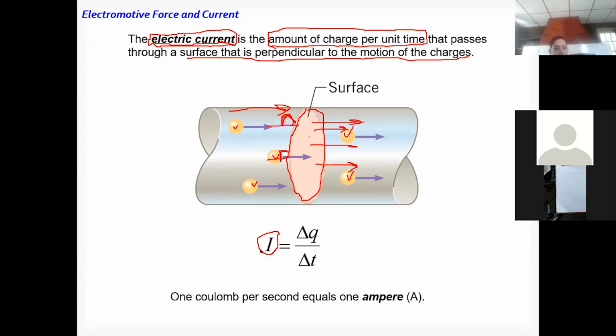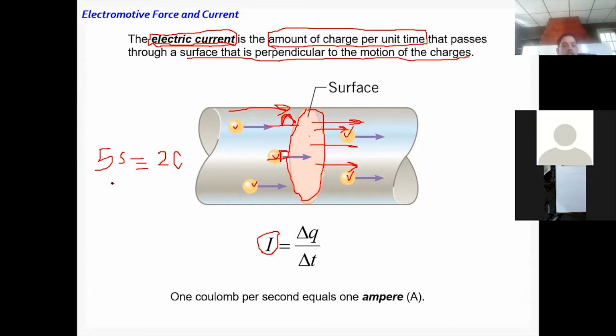Now, instead of just doing it for 1 second, what you do is you count it for, let's say, 5 seconds, because 1 second is very difficult to measure, right? So how much charge passes through that perpendicular surface in 5 seconds? Let's say the amount of charge that passes through that perpendicular surface in 5 seconds is, I don't know, 2 coulomb. This is just a hypothetical number because 2 coulomb is too big a number, right?